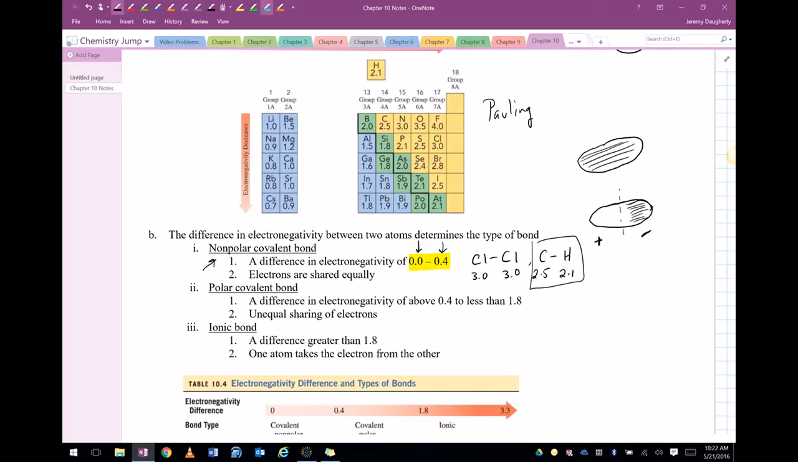Now, when it's nonpolar, when we have the small difference in electronegativity, the electrons are shared equally.